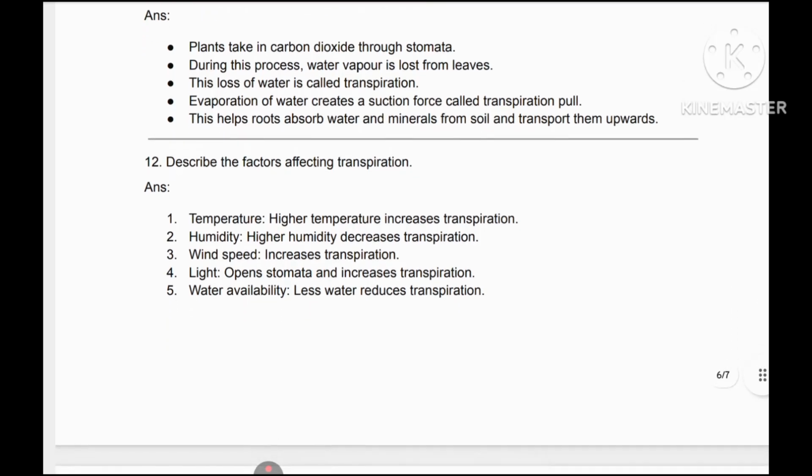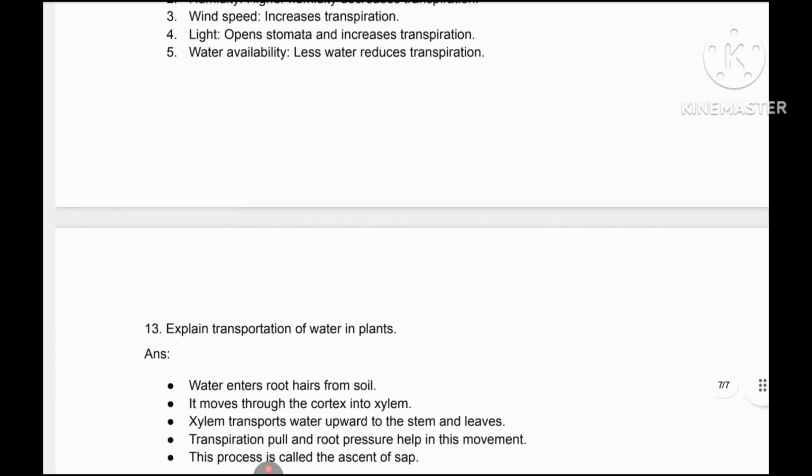Describe the factors affecting transpiration. Temperature: higher temperature increases transpiration. Humidity: higher humidity decreases transpiration. Wind speed increases transpiration. Light opens stomata and increases transpiration. Water availability: less water reduces transpiration.